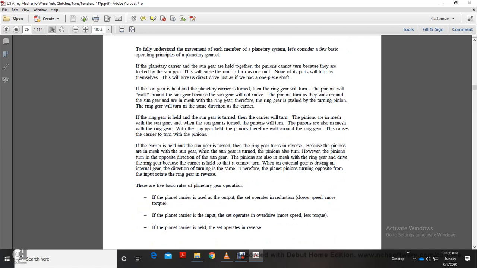If the ring gear is held and the sun gear is turned, the carrier will turn. The pinions are meshed with the sun gear. When the sun gear turns, the pinions will turn, and the pinions also mesh with the ring gear. The ring gear is held, so the pinions therefore walk around inside the ring gear. This causes the carrier to turn with the pinions.